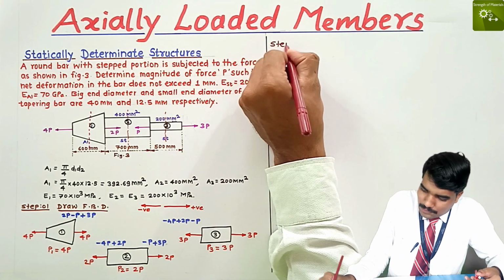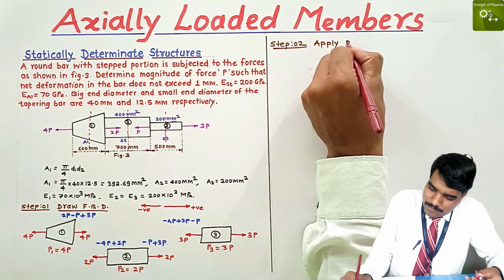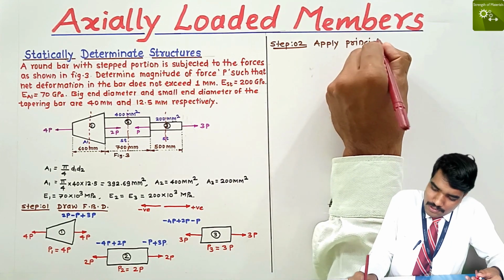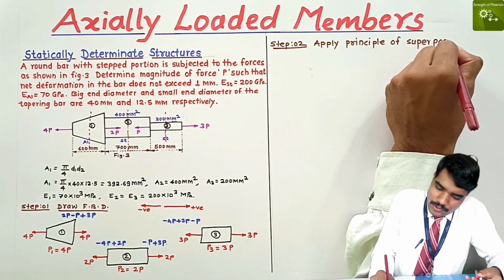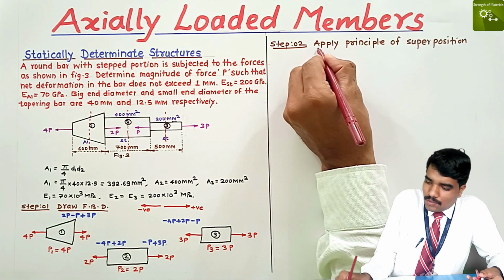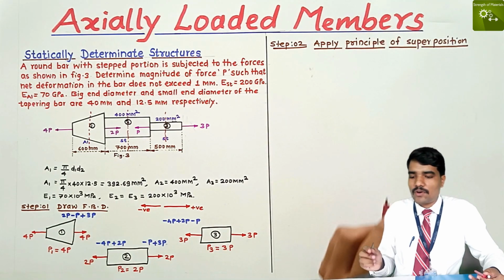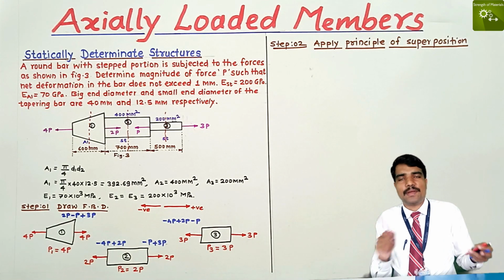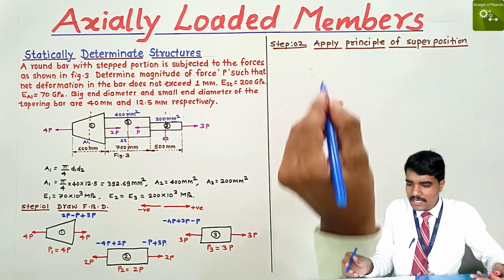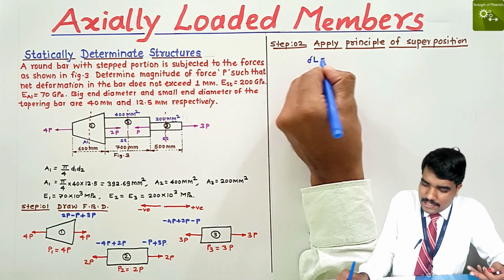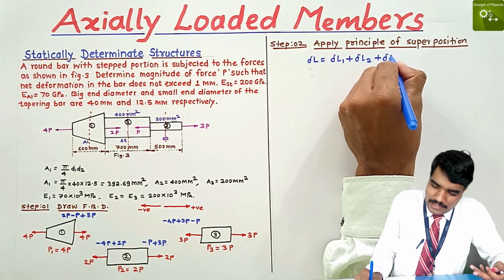Step 2 is apply principle of superposition. Okay, what is the principle of superposition? We know the total change in length is the algebraic sum of the change in length in each member or each part. Simple. So apply the equilibrium condition, that is delta L is equal to delta L1 plus delta L2 plus delta L3.